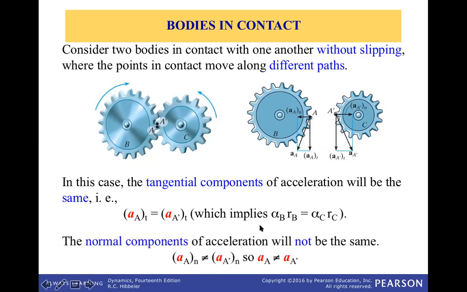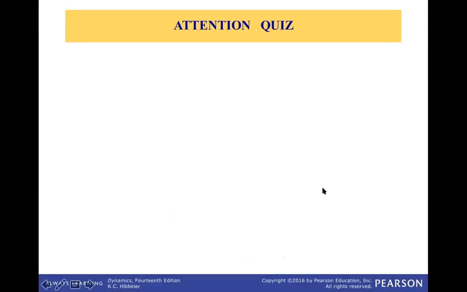All right. But the normal direction acceleration should not be the same because here the normal direction should be omega squared times r, and here it should be r_C, here it should be r_B. So they are different radii, okay, for most of the time.